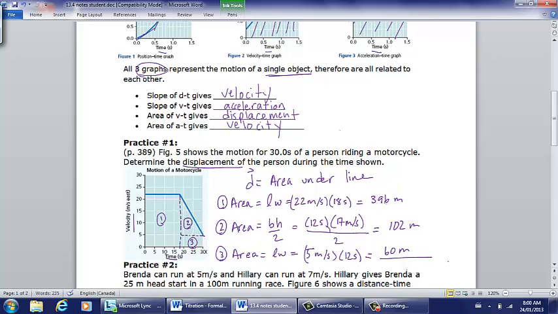Then we need to add all these together. So 396 plus 102 plus 60. And we get 558 meters as our total displacement.